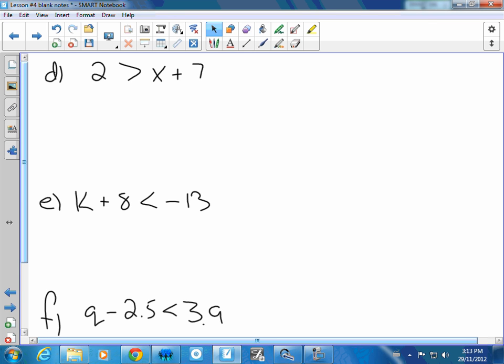Variable, then number. I told you to write it down so you won't forget, so you don't have to ask all the time. Variable, then number, and then it's the direction that it is going.